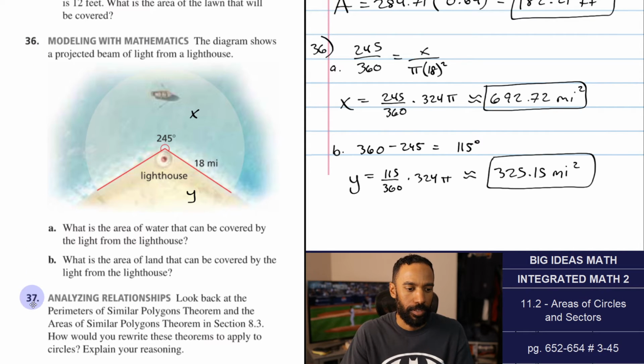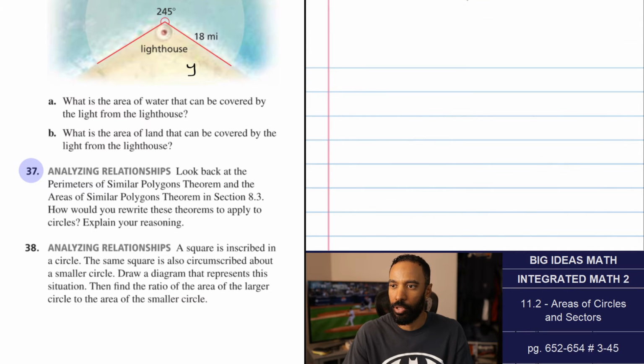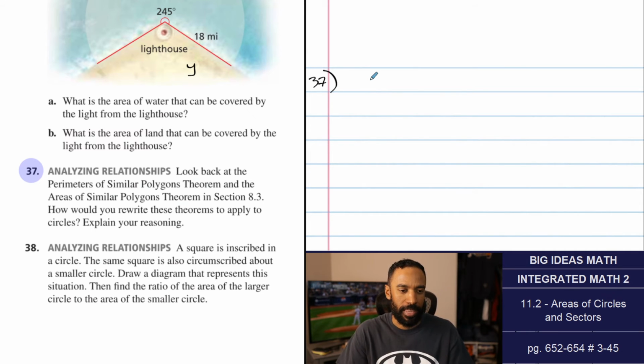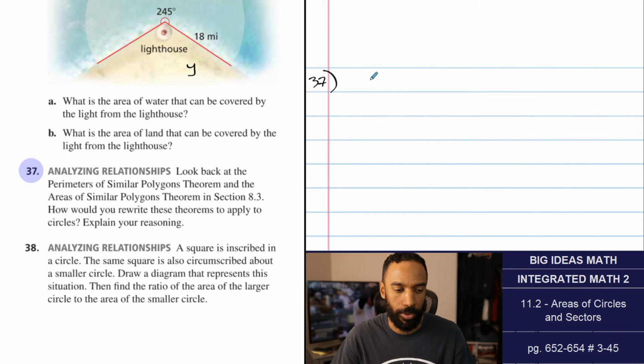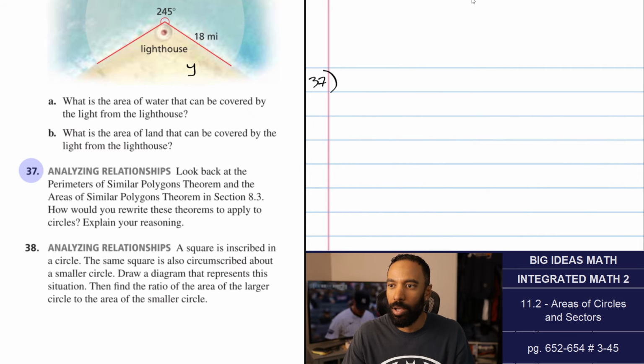Okay, number 37 and 38, we will analyze relationships. Number 37. Look back at the perimeters of similar polygons theorem and the areas of similar polygons theorem in section 8.3. That's when we learned it. How would you rewrite these theorems to apply to circles? Explain your reasoning.